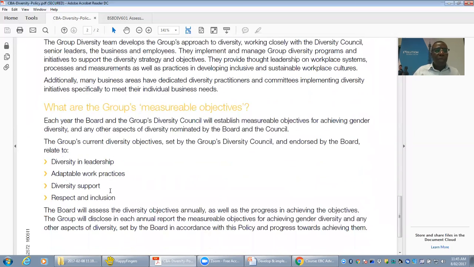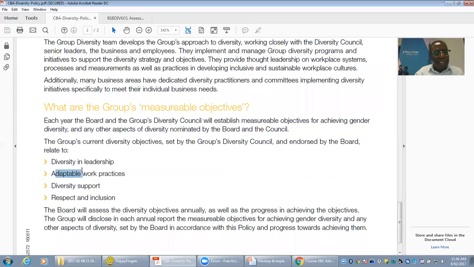Now you've got to say, how do they measure? Here we go, right? The measurable objectives. The board of directors establish measurable objectives for achieving gender diversity and other aspects. So it's not good enough to just have a policy. You've got to have a way of getting the metrics to ensure that you're getting this right. Compare the metrics of your market share, the demographics of your market, and then you go back to your staff and say, are we representative of the people that we're serving?